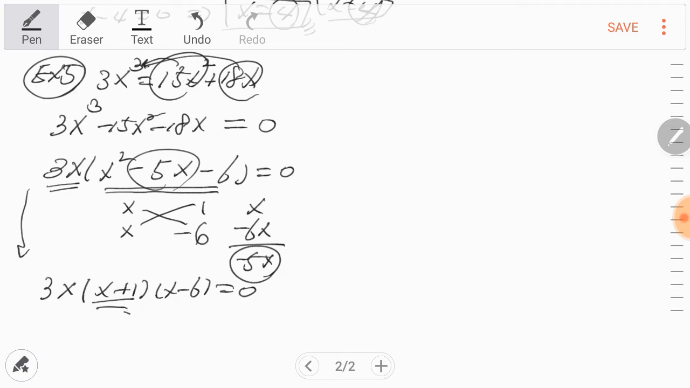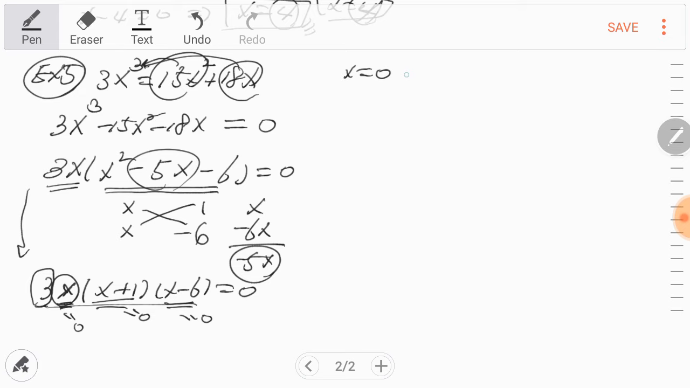So we will set each factor to 0. Here's another factor x equal to 0, then x equals 0. And 3 cannot be 0. 3 is always 3. So 3 stays there, but from the first factor x, you can set this x equal to 0. So we found one value of x, which is 0. So if x equals 0, then this product is 0.